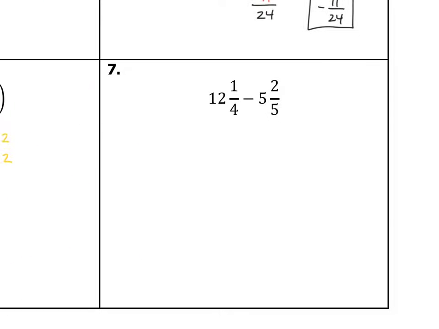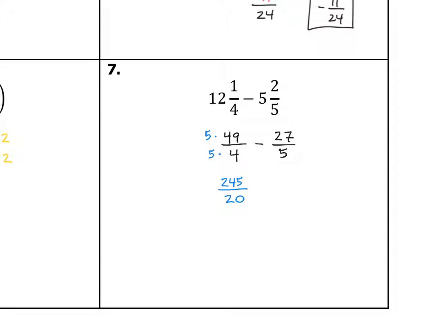All right, number 7, I have mixed numbers again, so I'm going to rewrite those as improper fractions. So this is 49/4 minus 27/5. So I need the LCM of 4 and 5. The LCM of 4 and 5 is 20. So I'll multiply my 4 by 5 here, and then my 49 by 5 as well. 49 times 5 is 245. So this is 245 over 20.